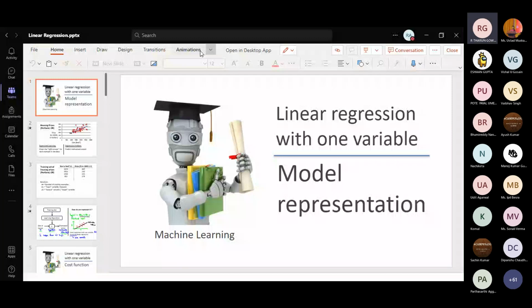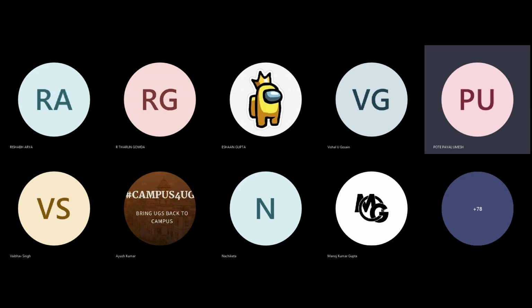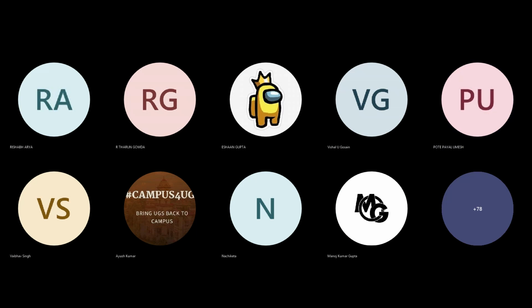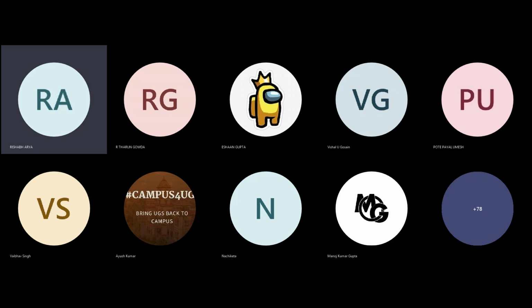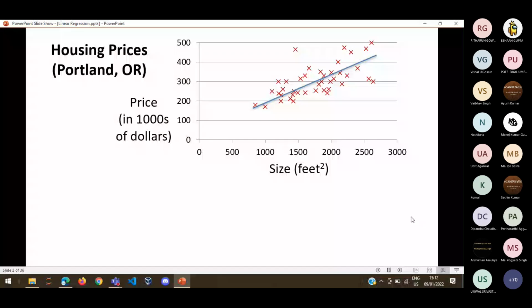One sec. Yes, your slides are not visible. Wait a minute. Like his slides are not changing also. So this house price slide is visible now, right? Yeah, now it's visible.